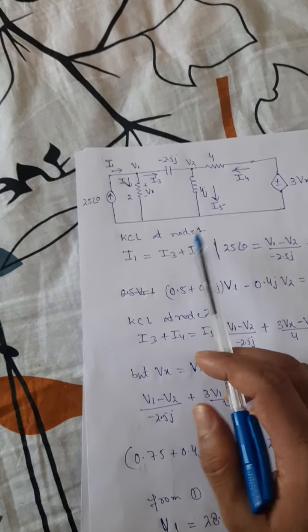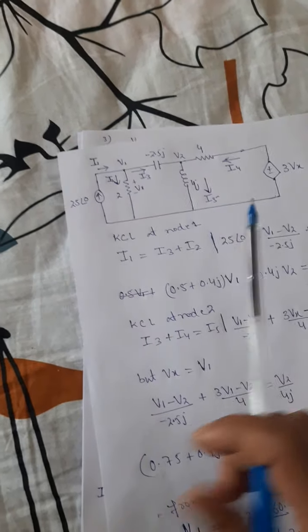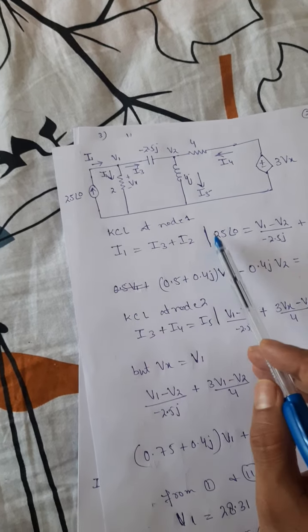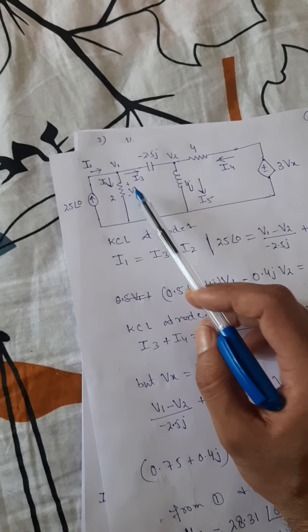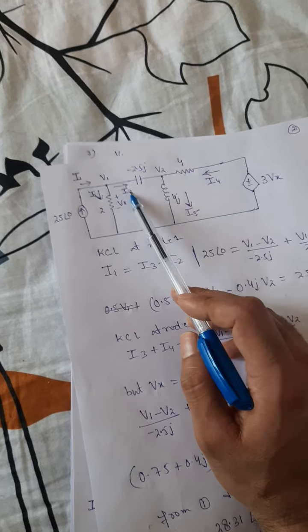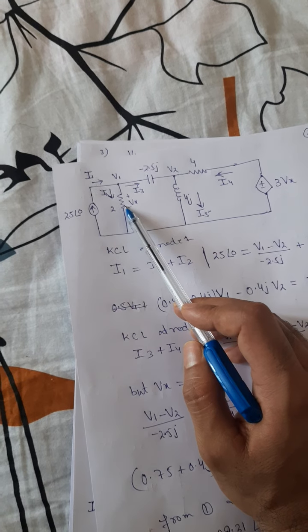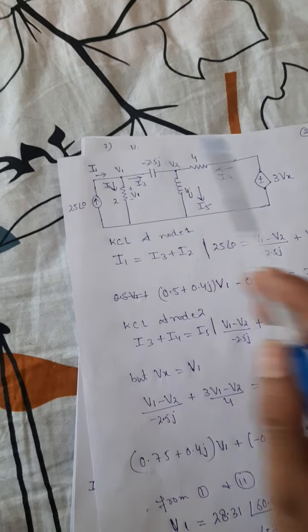Yes, this was a current source here. So I will get I1 equal to 25 angle 0. I3 is V1 minus V2 divided by minus 2.5j, and I2 is nothing but V1 by 2.